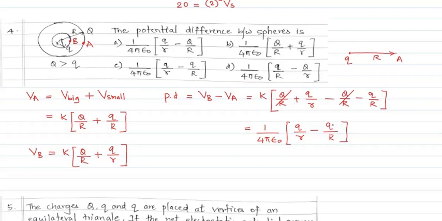Now check the options. In the numerator both q are small. So if you see, in option C we have divided by small r and capital R. So C is our answer.